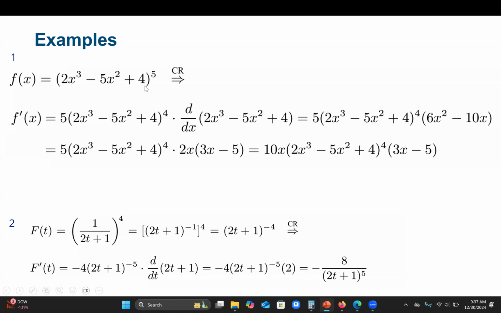So first, using the power rule, we get 5 times (2x cubed minus 5x squared plus 4) to the power 4, because 5 minus 1 is 4. Then we find the derivative of 2x cubed minus 5x squared plus 4, and that will give us 6x squared minus 10x plus 0. Then we multiply both together, so multiplication. So our final solution will be 5 times (2x cubed minus 5x squared plus 4) to the power 4 times (6x squared minus 10x). And that's our final solution.